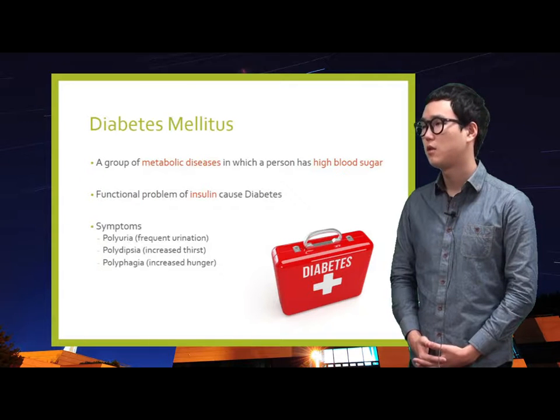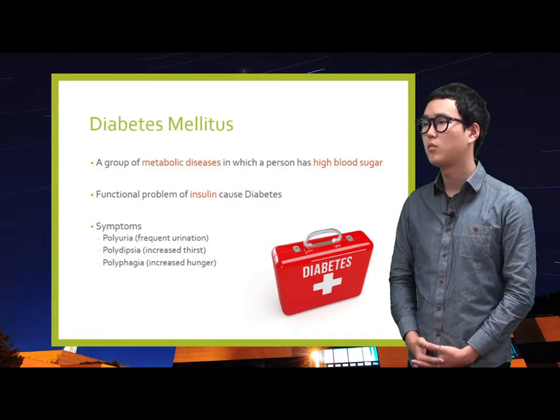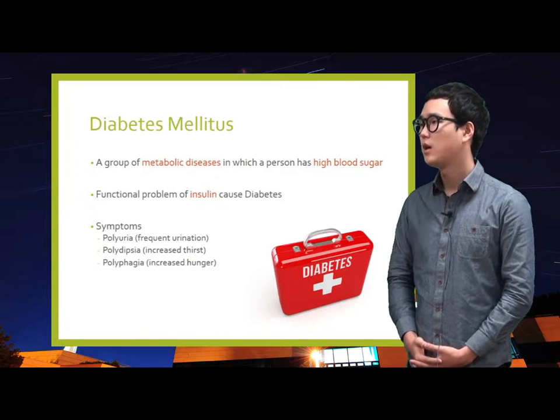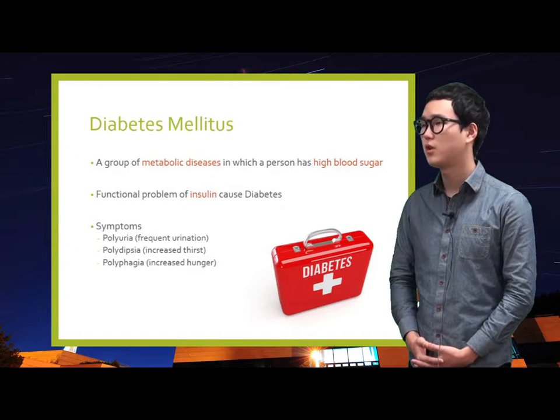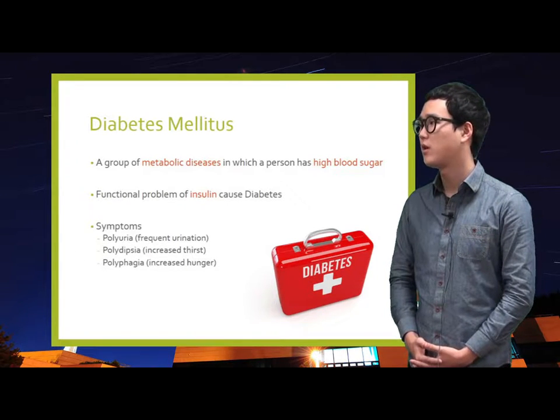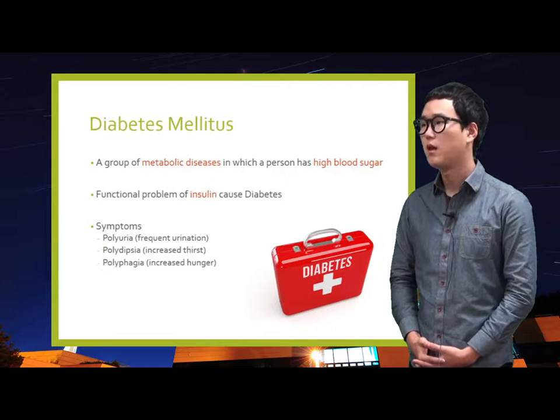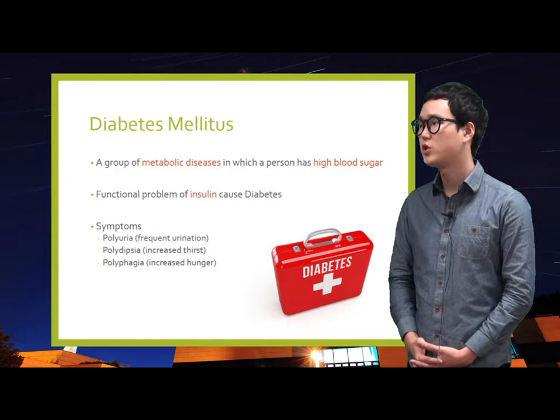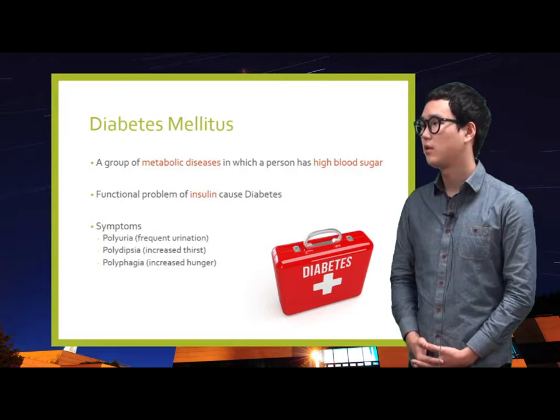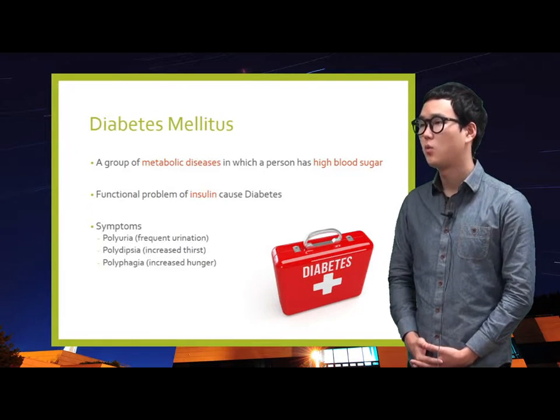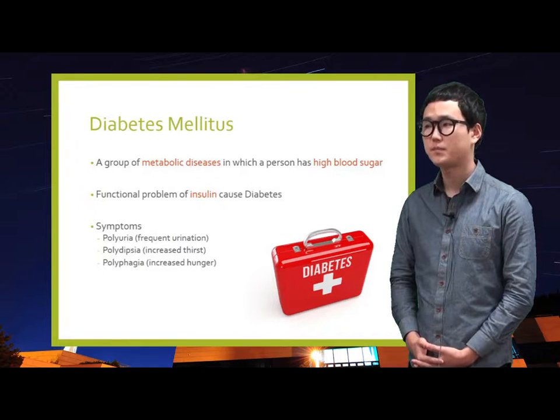Diabetes mellitus, or simply diabetes, is a group of metabolic diseases in which a person has high blood sugar either because the pancreas does not produce enough insulin or because cells do not respond to the insulin that it produces. This high blood sugar produces the classical symptoms of polyuria, which means frequent urination, polydipsia, which means increased thirst, and polyphagia, which means increased hunger.